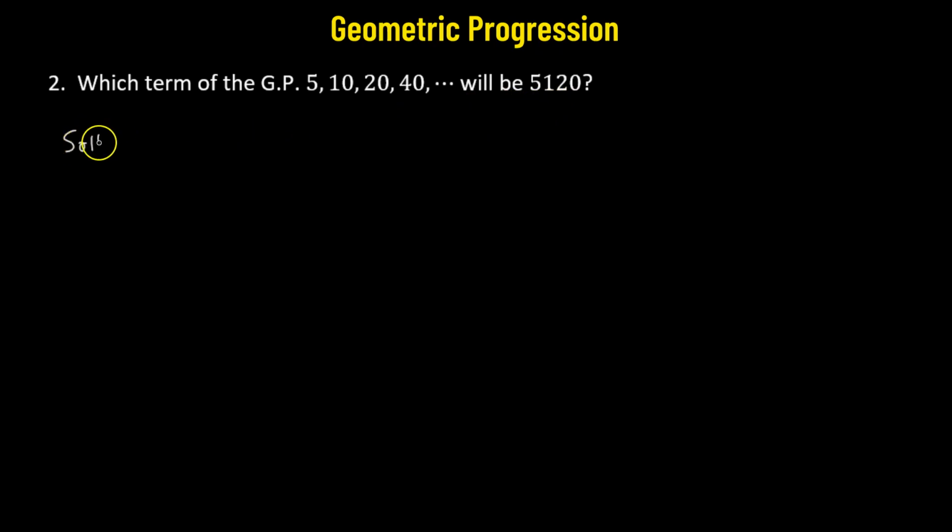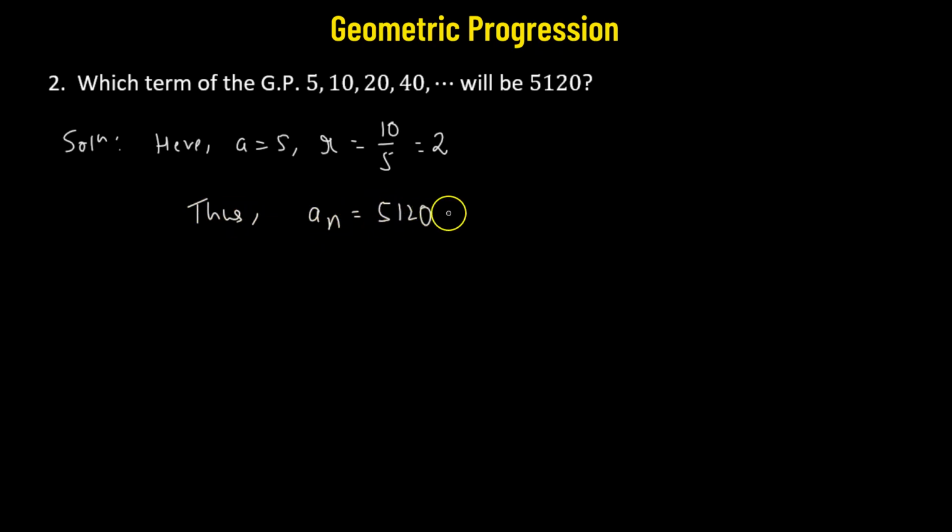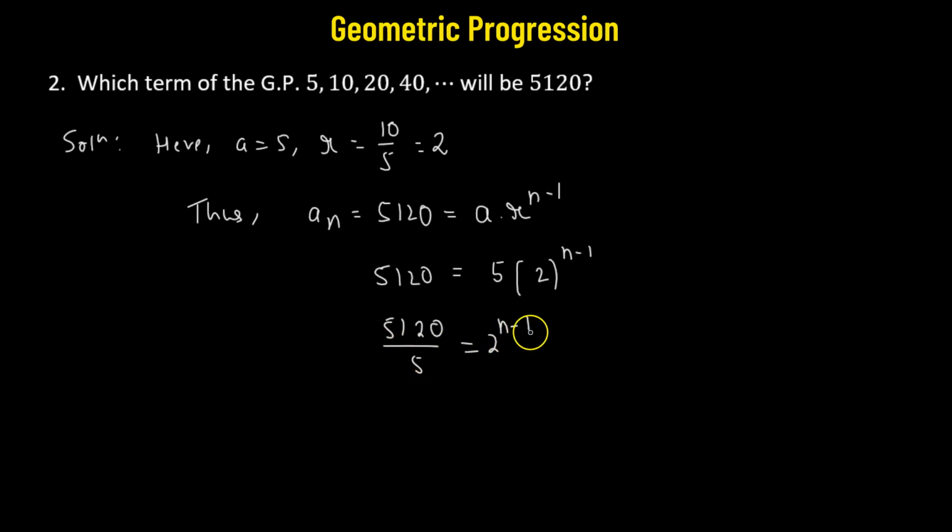Problem number 2. Here we need to obtain the term of the geometric progression having a value of 5120. So let's begin. Our first term is 5. The common ratio is going to be 10 divided by 5, which is equal to 2. Therefore, the nth term, which is given as 5120, has a value a times r raised to the power of n minus 1. So here 5120 equals the first term 5 multiplied by 2 raised to the power of n minus 1. We'll divide both sides by 5, so 5120 divided by 5 equals 2 raised to the power of n minus 1.